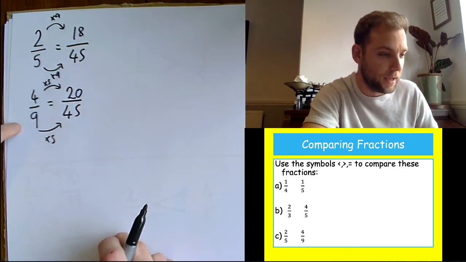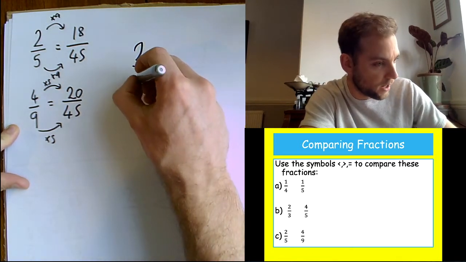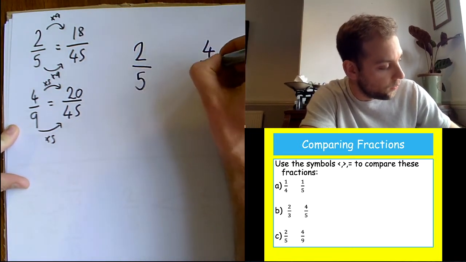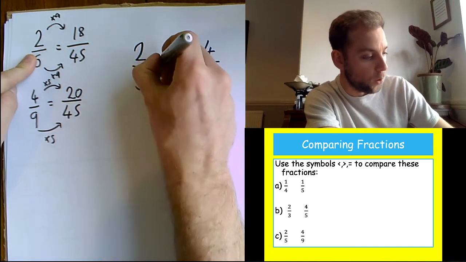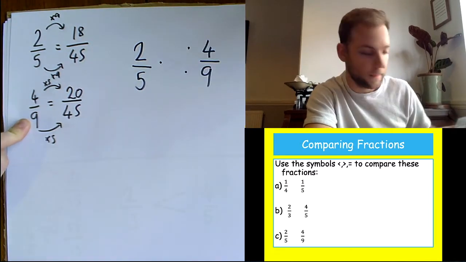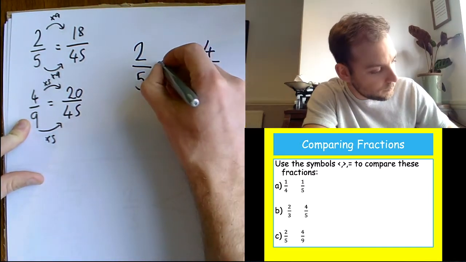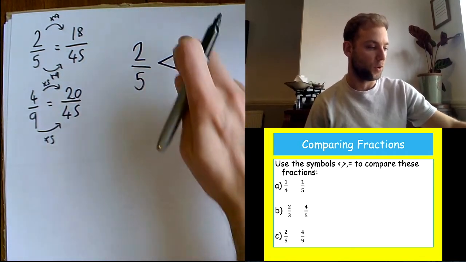This one here is bigger. So let's write them in the order that they wrote them down. 2 over 5, 4 over 9. We know that this one here is smaller, so I want 1 dot close to this one. This one here is bigger, so 2 dots on this one, and then you can connect them up, like so. So 2 over 5 is less than 4 over 9.